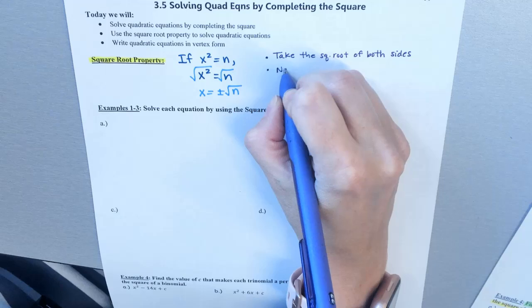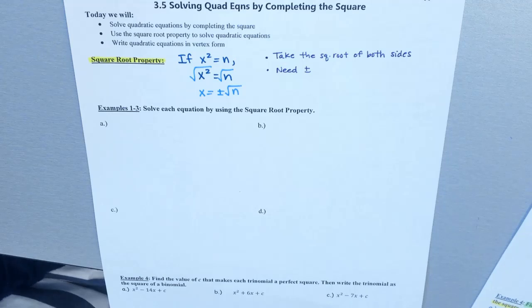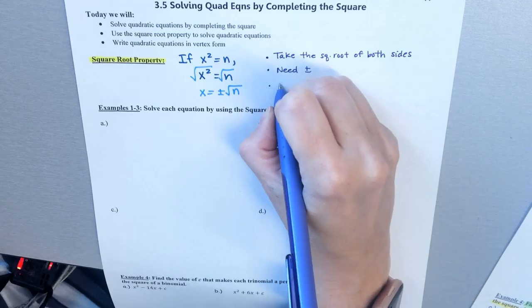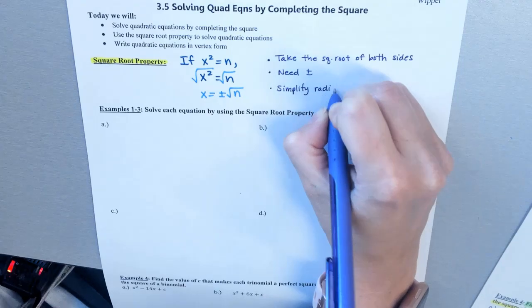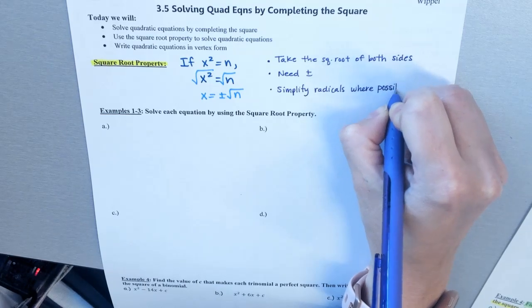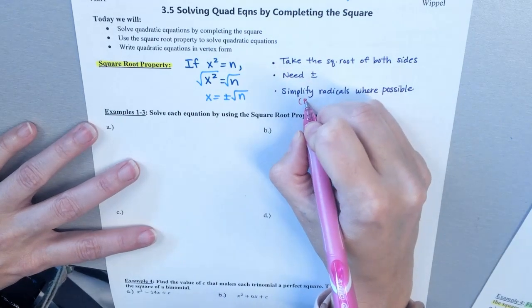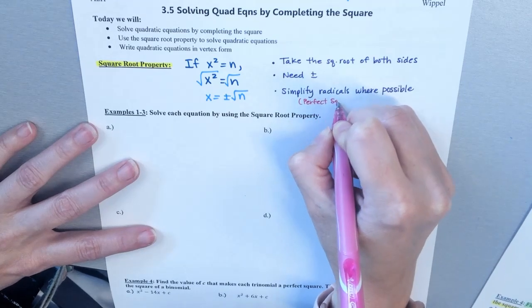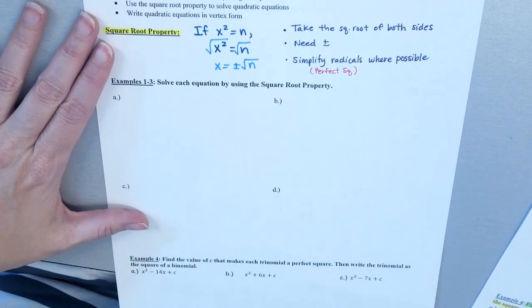Also, you are going to need to make sure you have the plus or minus, because if you're taking the square root, you got to have your plus or minus on there. And then the last thing we have to remember is we have to simplify our radicals where possible. Now, when we say simplify radicals, what are we looking for in the radicals? Yes. So when you're simplifying radicals, you have to make sure you're looking for those perfect squares. Okay, that's what simplifying the radicals means.